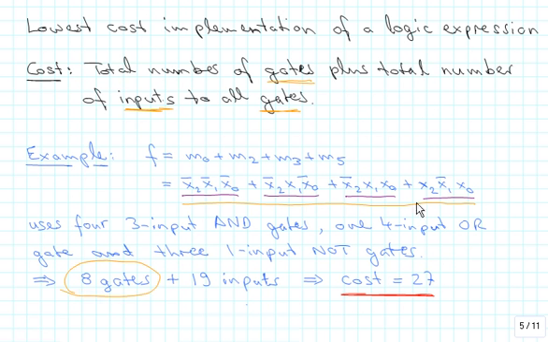And then we have to count the inputs. So from the 4 AND gates with 3 inputs, that gives us 12 right there. And then we have 13, 14, 15, 16 for the inputs of the OR gate, the 4-input OR gate. And then we still have x0, x1, x2, the inverters there. That gives us another 3, so that gives us 19 inputs here. And then we add the two together, so we get the total cost of 27 for the implementation of this function here without trying to do any kind of minimization.